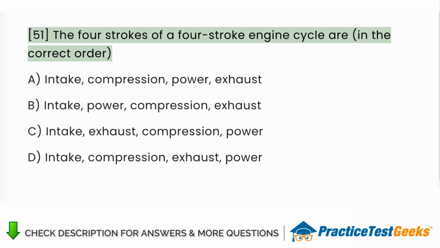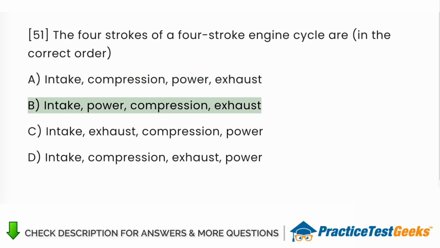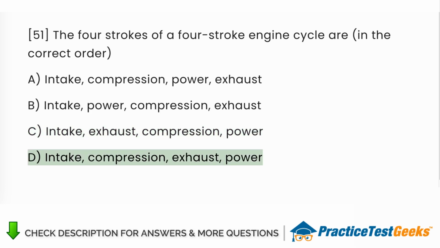The 4 strokes of a 4-stroke engine cycle are A. Intake, compression, power, exhaust. B. Intake, power, compression, exhaust. C. Intake, exhaust, compression, power. D. Intake, compression, exhaust, power.